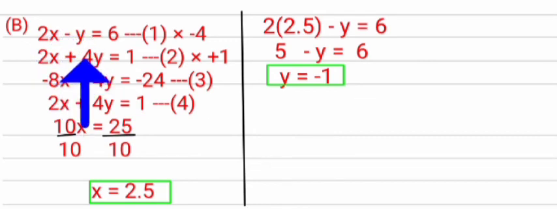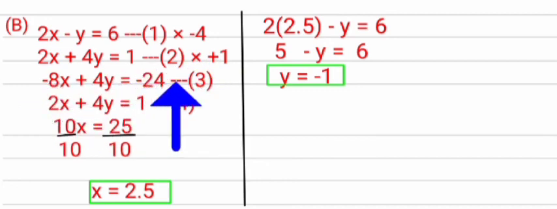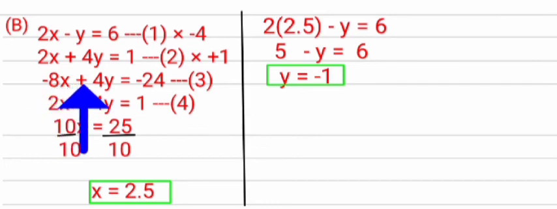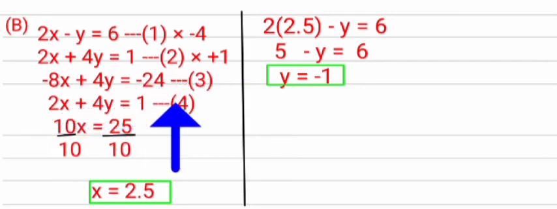So here you can see that we have positive 4, which means we're going to multiply the whole of equation 1 by negative 4. And here we have negative 1, which means we're going to multiply the whole of equation 2 by positive 1. That's exactly what we did to get equation 3 and equation 4. So we have negative 2s plus 4y is equal to negative 24, equation 3. That's by multiplying the whole of this by negative 4, and then multiplying the whole of this by positive 1, which simply gives us the same thing.